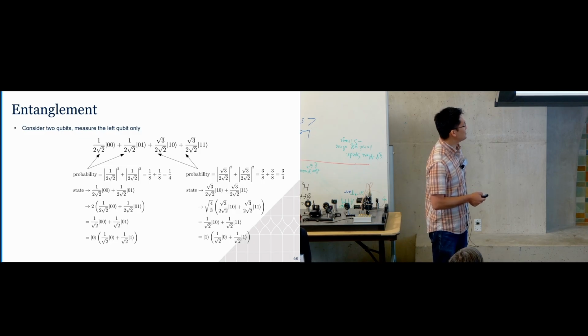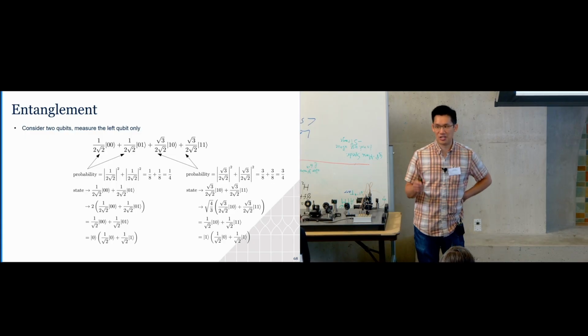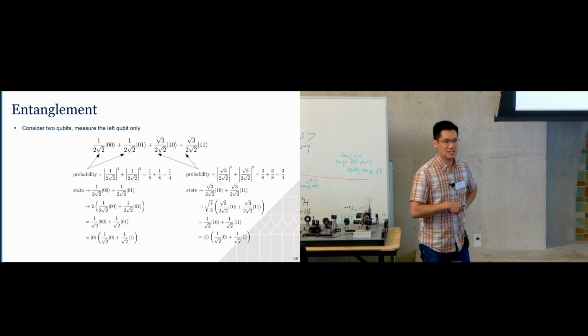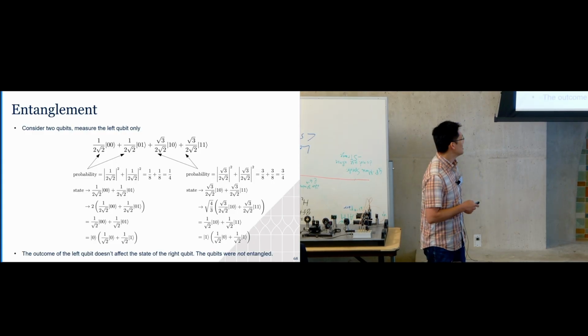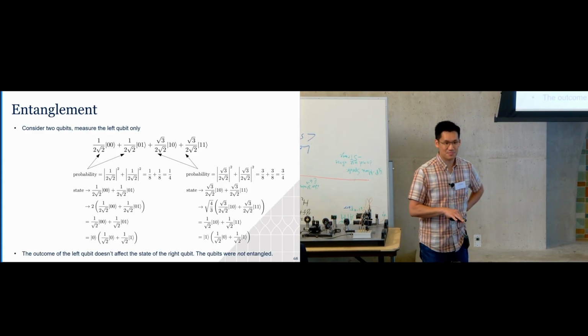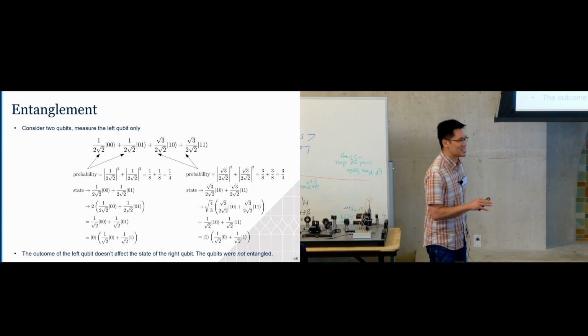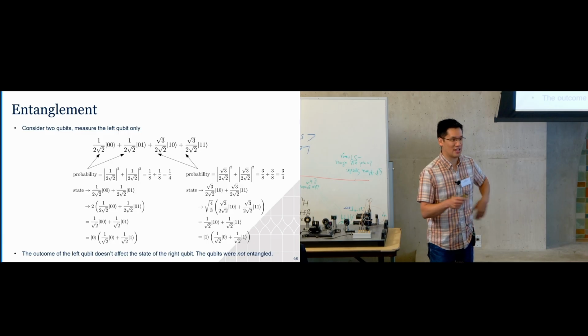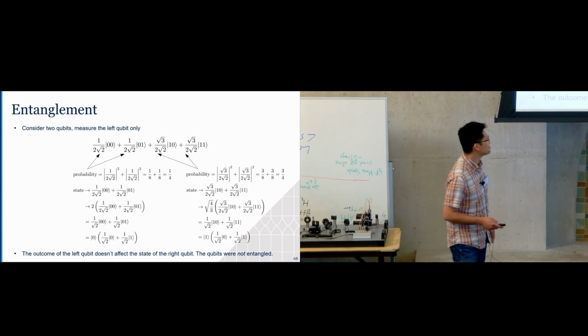So now what we see is that whether the left qubit was 0 or 1 has no bearing on the right qubit, because the right qubit is the exact same state in both cases. So in this case, measuring the left qubit doesn't affect the right qubit. And so these are not entangled. So entanglement is just when measuring one qubit affects the other because they are intertwined in a way.